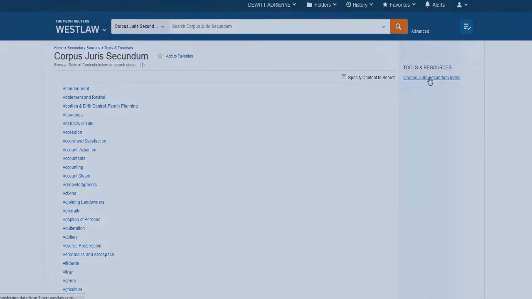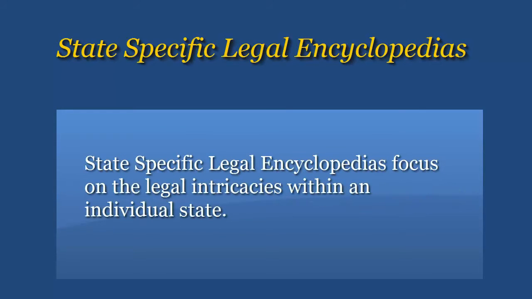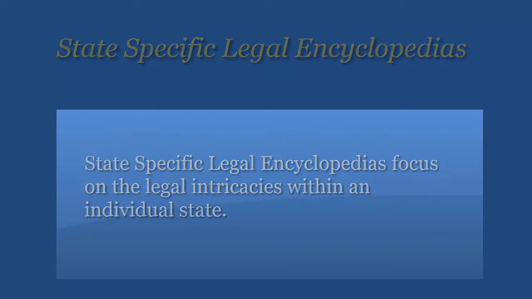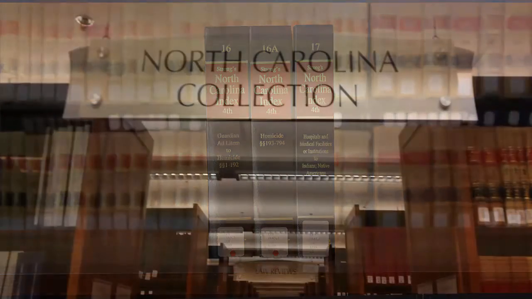Besides the general jurisdiction legal encyclopedias AmJur and CJS, there are also state-specific legal encyclopedias. These encyclopedias focus on the intricacies of law within a specific state. North Carolina's legal encyclopedia is Strong's North Carolina Index. Strong's is located in the library's North Carolina collection.